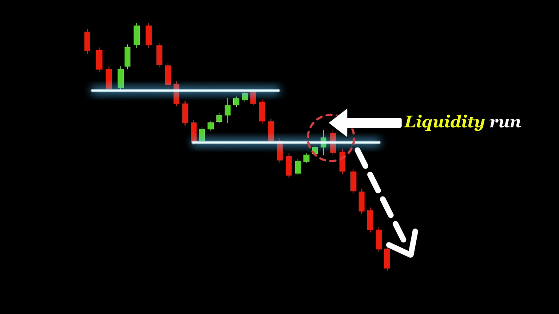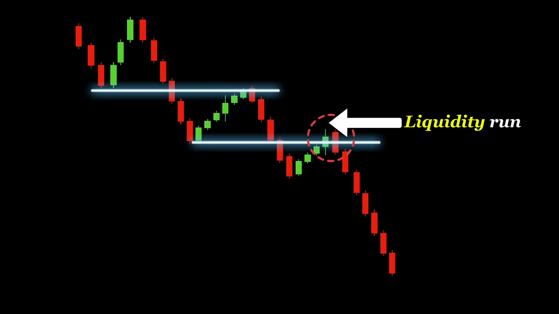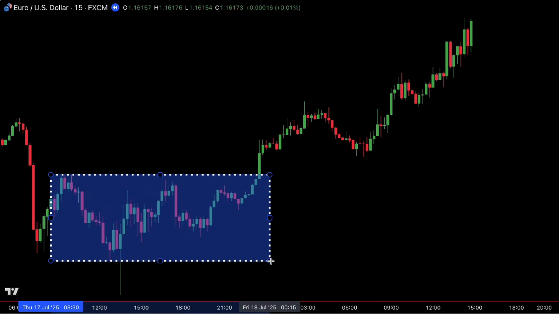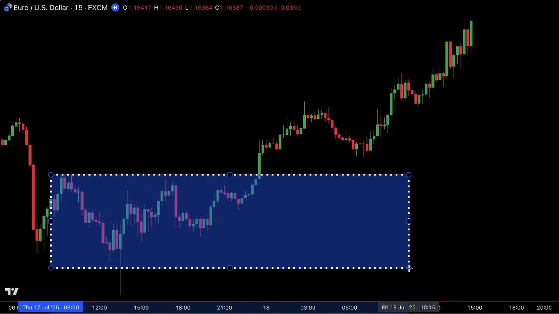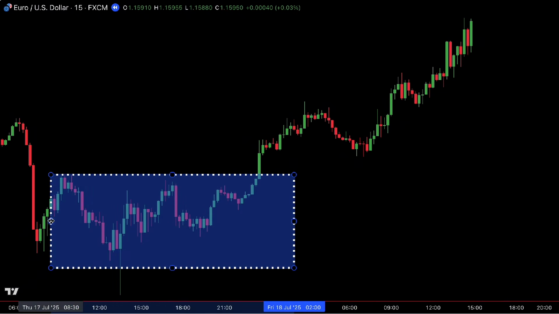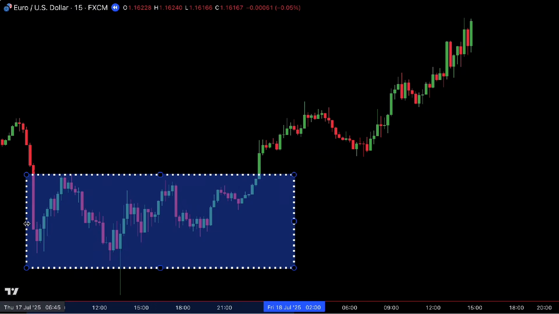Unlike a sweep, a liquidity run does not snap back. It uses the captured liquidity as fuel to extend the trend. This is how institutions build continuation moves, by harvesting liquidity and using it to drive price further in the same direction. Now that you understand the difference between a liquidity sweep and a liquidity run, let's look at a chart example that includes both. This will help you see how these concepts appear in real market conditions.